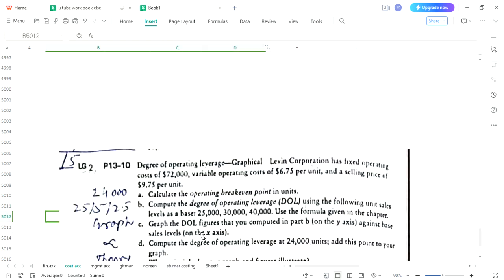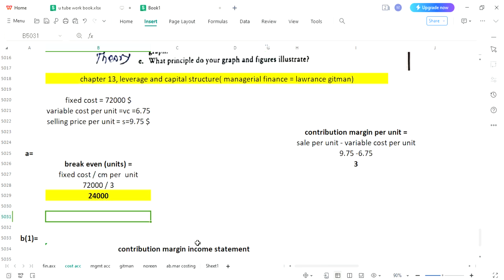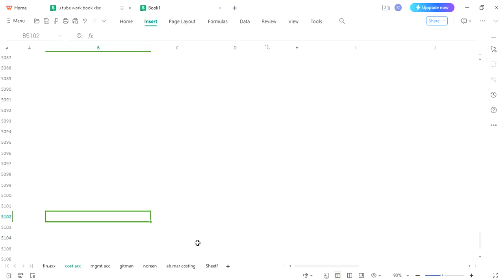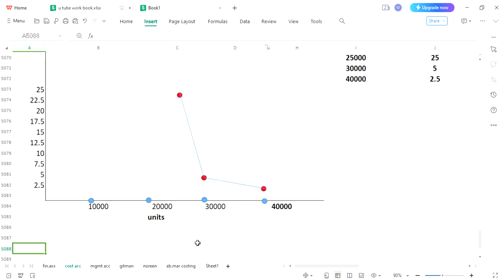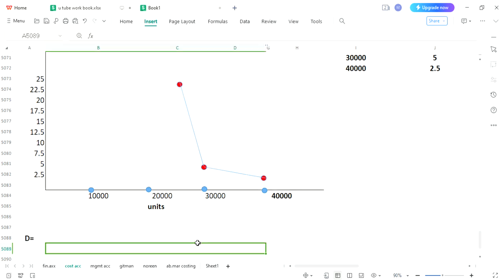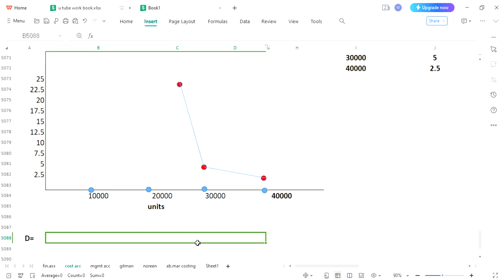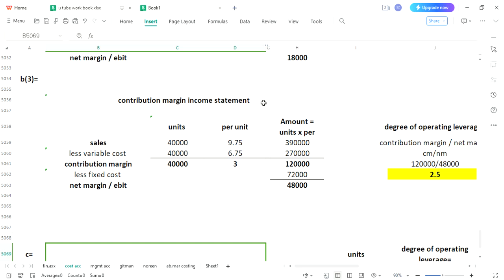Graph the DOL figures that you have computed against base sales levels. This has been calculated. Part D says compute the degree of operating leverage at 24,000 units, and add this point to your graph as well. So let's start part D, under which we will calculate the degree of operating leverage for 24,000 units. For that we will follow the same procedure which we followed over here.